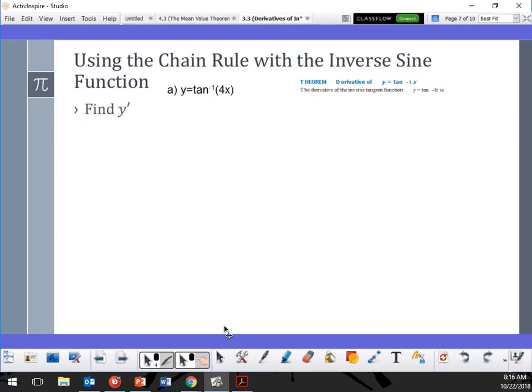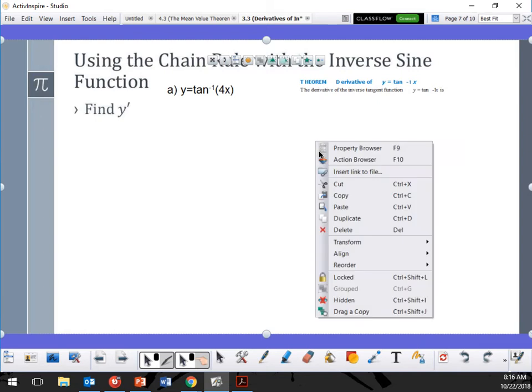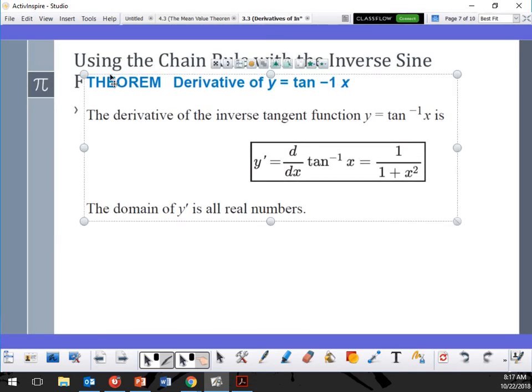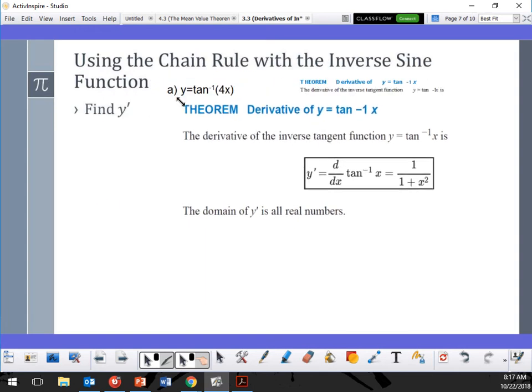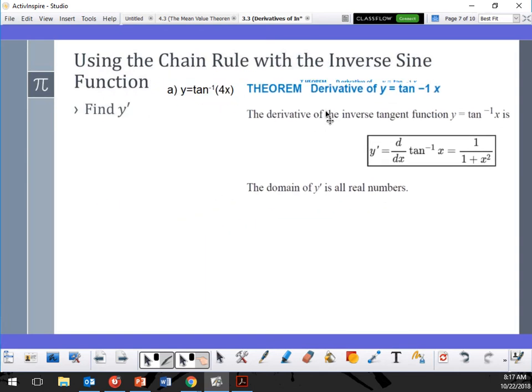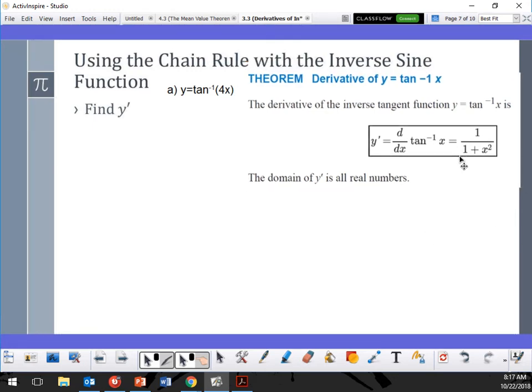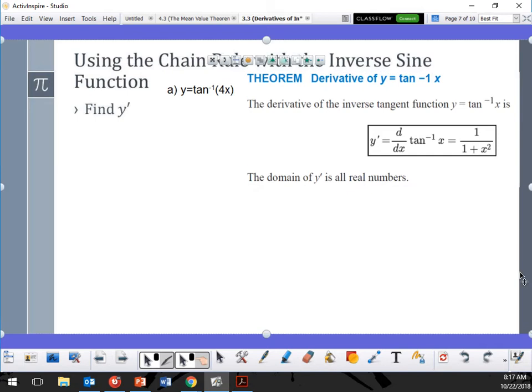Okay, so now, bam. Let's see. There we go. There we go. Okay. All right. So for this one right here, the derivative of arctangent is 1 over 1 plus x squared.